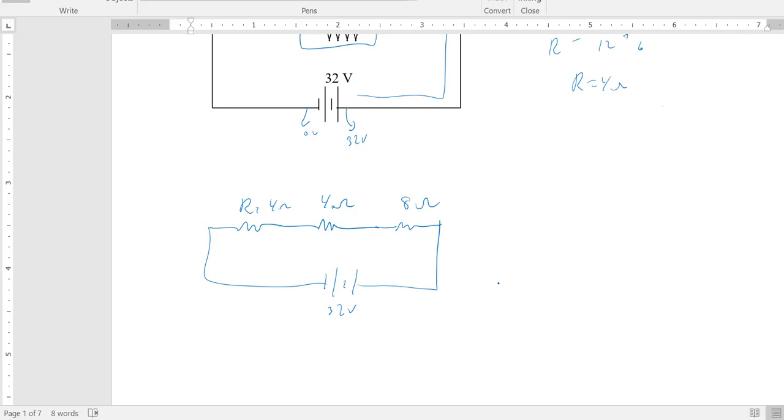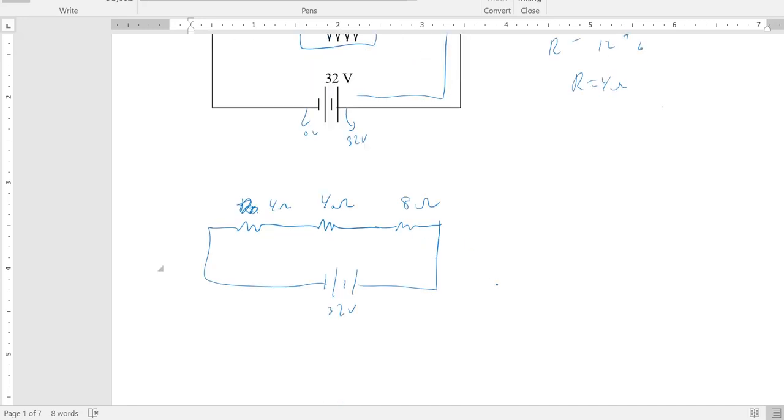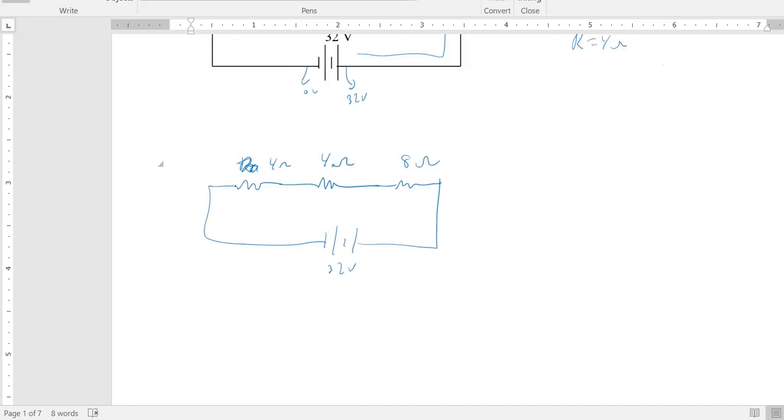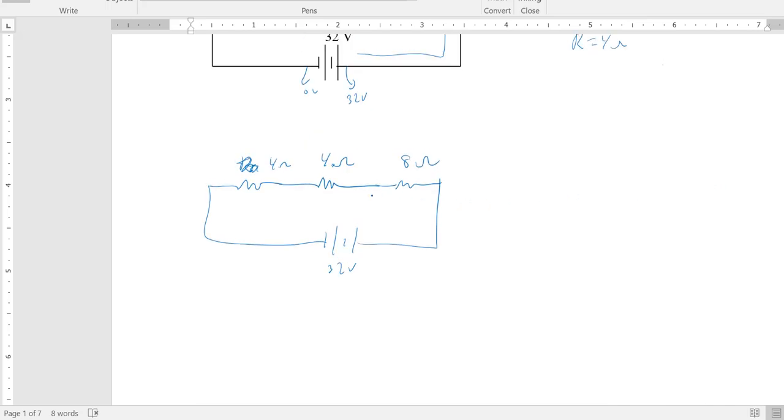Okay, so now I'll just scribble that out for now. We've got 3 resistors, 4, 4, and 8, and a 32 volt battery. These 3 are now in series. They're AND. If you're an electron and you go through this one, you then have to go through that one and that one to get back to the battery. So these 3 are in series, and for series you just add up. If I add those up, you get 16 ohms. So our equivalent circuit has a resistance of 16 ohms.